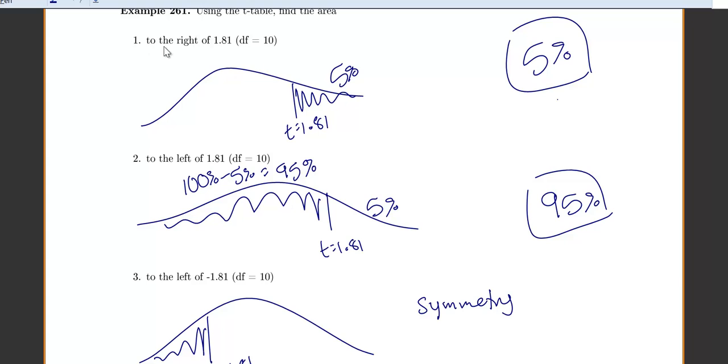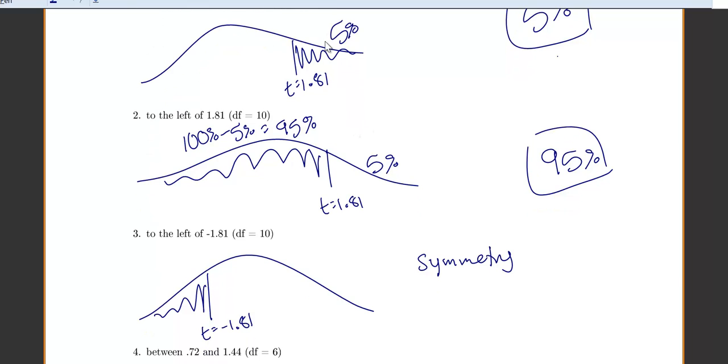Specifically, if you look at number 1, we found the area to the right of 1.81. That will be the same as the area to the left of negative 1.81. And so you have the symmetry here between these two problems. So it's 5% up here, then it's 5% here.